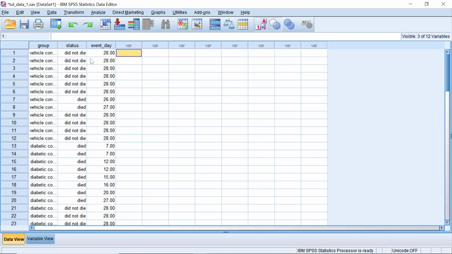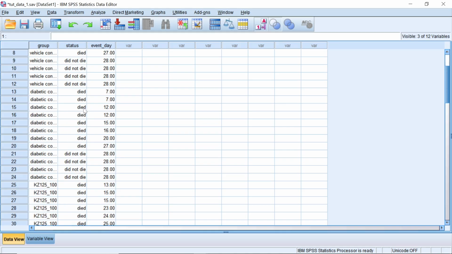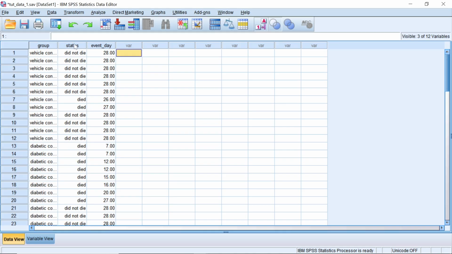And so every subject that did not die on the 28th day, the status of the event is did not die, and the event day or the time it occurred is 28. And this actually amounts to censorship. You censor all the subjects that are still alive at the end of the study. So all the subjects that did not die are actually censored. Now, for those who died, the day they died was recorded. So you have two sets of information: the status of the event and the day the event occurred.